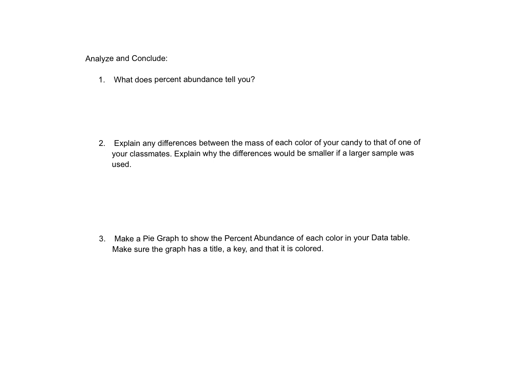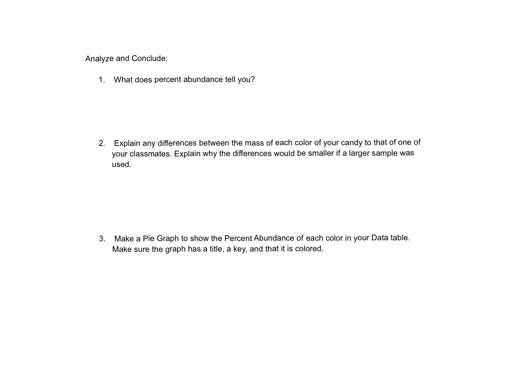All right, so like, what does the percent abundance tell you? Think about, what does that mean? What does abundance mean? And number 2, it says, explain any differences between the mass of each color of your candy to that of one of your classmates. Well, you're virtual, so you may not get to talk to one of your classmates, but how can those masses be different of each color? Do you think all the candies are the same? How did I measure them? Think about that. Explain why the differences would be smaller if a larger sample was used.